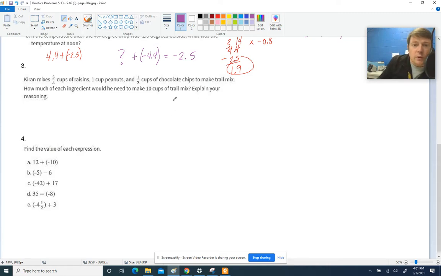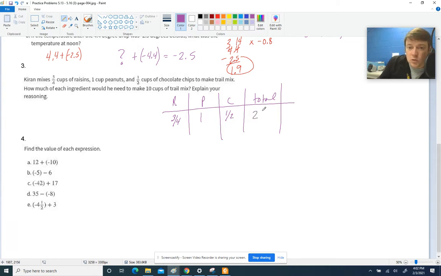Okay, so we've got raisins, peanuts, and chocolate chips, and we will have a total once we put all those things together. All right, there's our setup. Raisins, 3/4 cup. Peanuts, 1 full cup. Chocolate chips, half cup. When you put all of those things together, 1.5 plus 3/4 is 2 1/4. So the mixture that he has right now is making 2 1/4 cups.